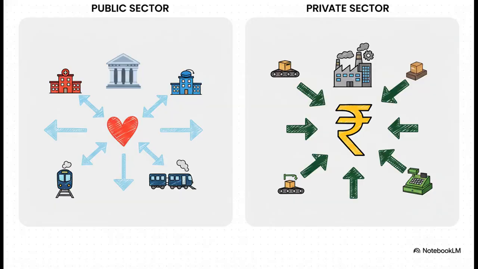First, the public sector. Public means it is owned by the government. Think of the Indian Railways. Its main motive is not to make a huge profit, but to provide a service for the welfare of the public. On the other hand, we have the private sector, which is owned by private individuals or companies, like Reliance Industries. Here, the main motive is to earn profit.